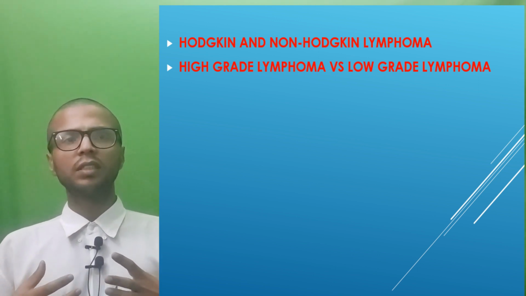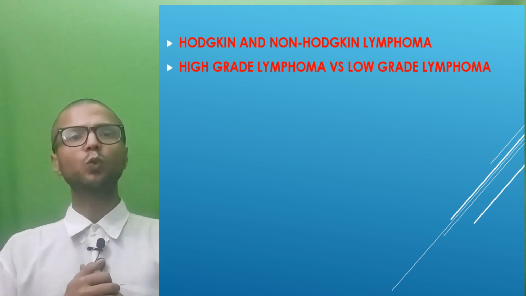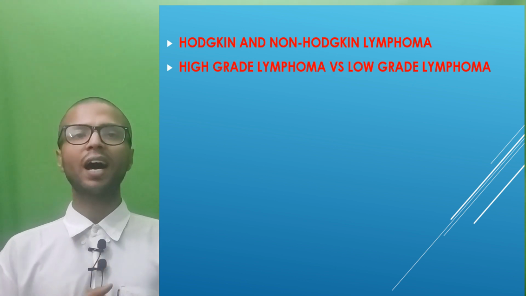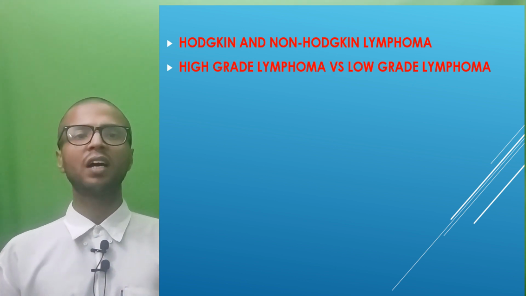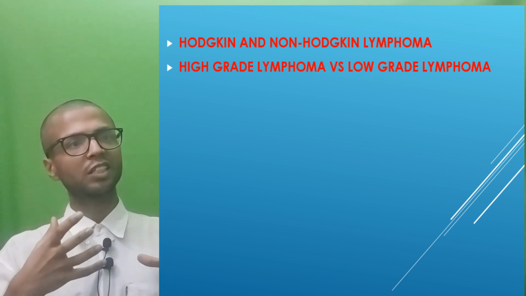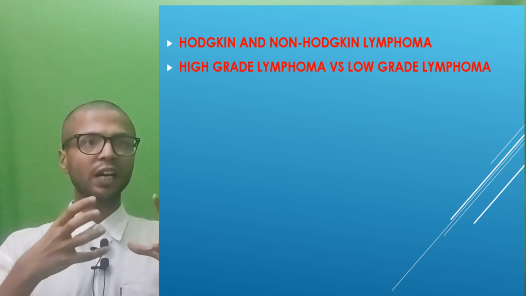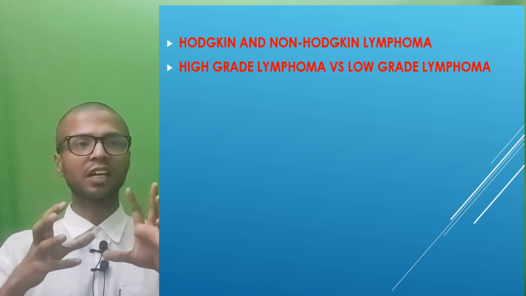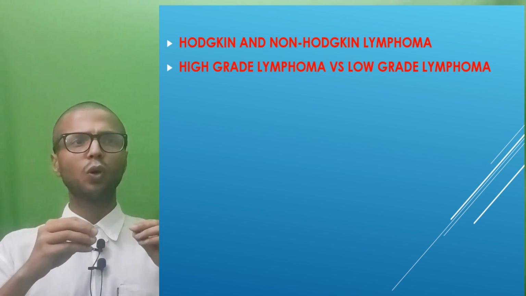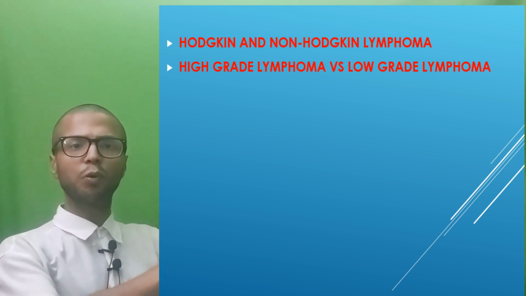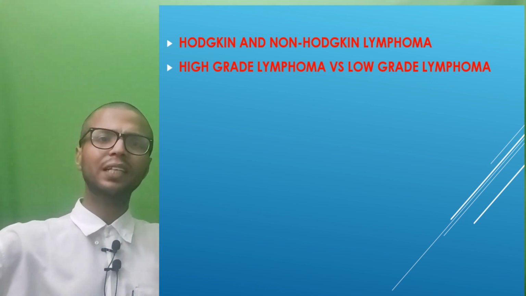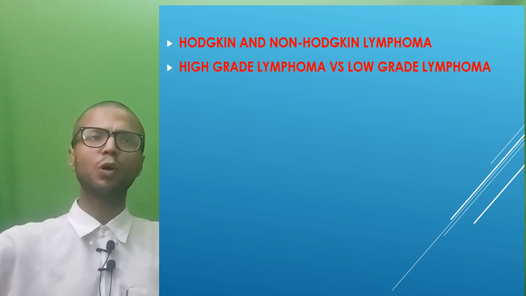Histopathologically, they have divided lymphoma into two types. One is Hodgkin lymphoma and another is non-Hodgkin lymphoma. They saw Reed-Sternberg cells, typical RS cells, which have CD30 positivity. So they called it Hodgkin lymphoma. And other lymphomas they grouped into non-Hodgkin lymphoma.